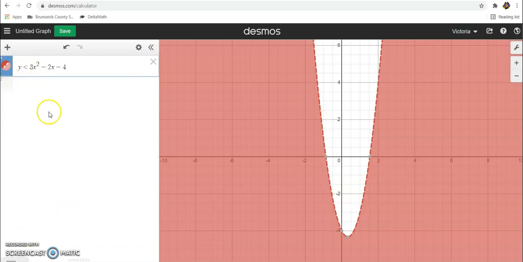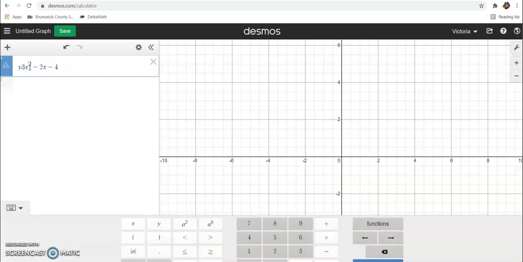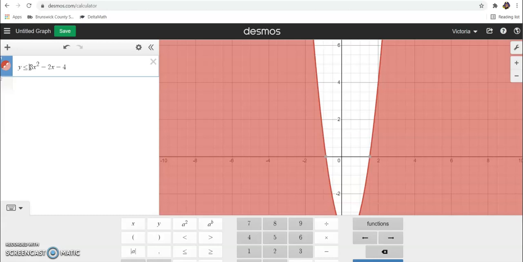If I change this to less than or equal to, you can do it with your keyboard too, by the way, just add the equal sign. Notice it becomes a solid line. So that's where your open and closed circles come in. If it lands exactly on a solid line, it is closed. If it lands on a dotted line, though, it's open. So just keep that in mind.